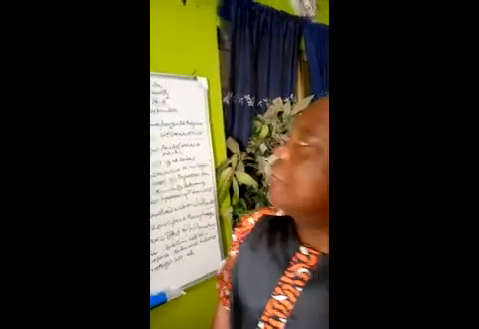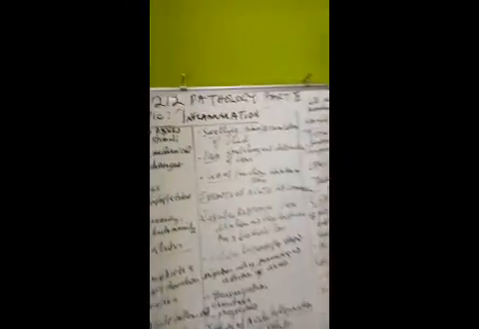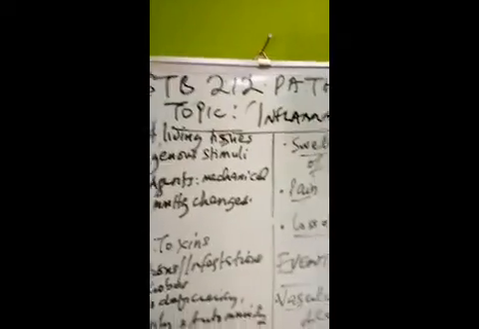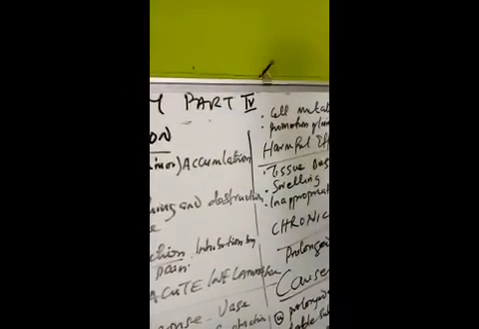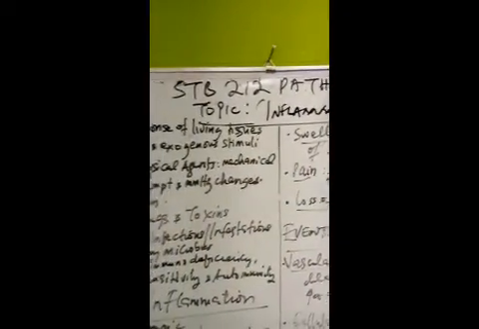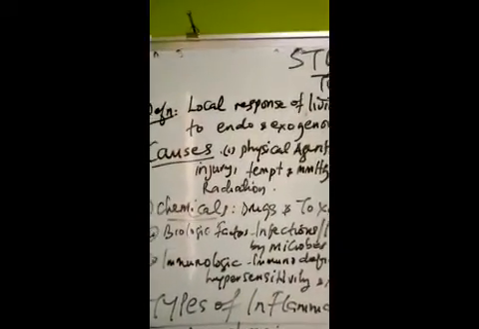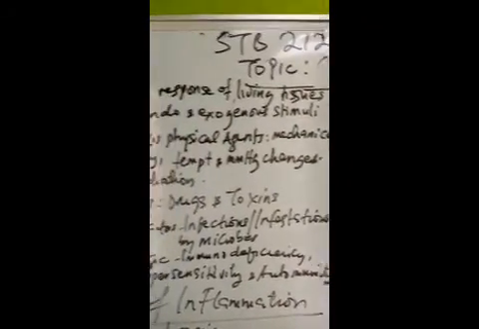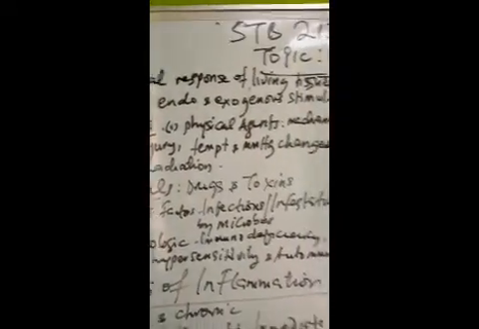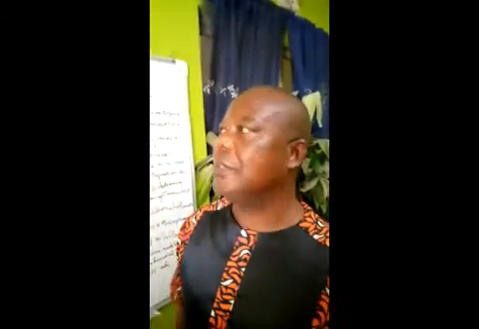Today we are continuing with our discussion on the course STB 212 Pathology, Part 4. And the topic of discussion today is inflammation. What is inflammation? By definition, inflammation is local response of living tissues to internal or external stimuli. Internal stimuli is called endogenous. External is called what? Exogenous.